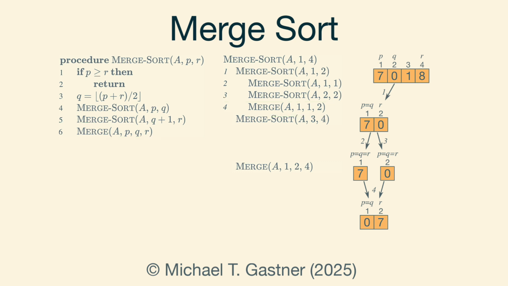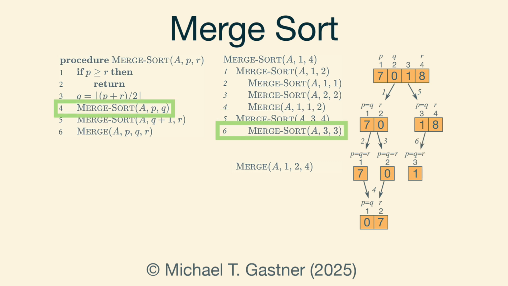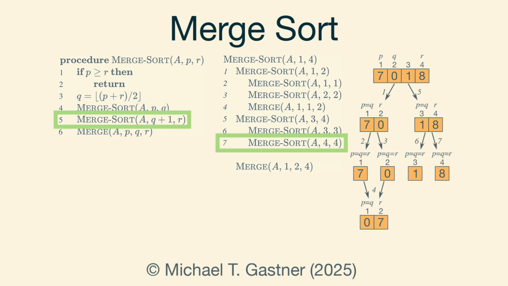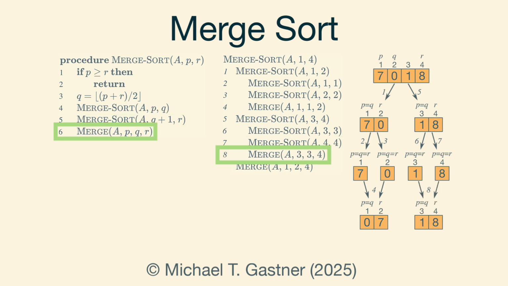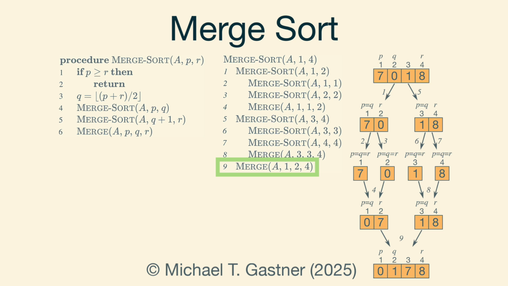Control then returns to merge sort A, 1, 4, where merge sort A, 3, 4 is called. This call triggers merge sort A, 3, 3, and merge sort A, 4, 4, both of which terminate immediately. The merge step then combines the values 1 and 8 into a sorted subarray. Back in the original call to merge sort A, 1, 4, the final merge step combines the two sorted subarrays into a single sorted array, 0, 1, 7, and 8.